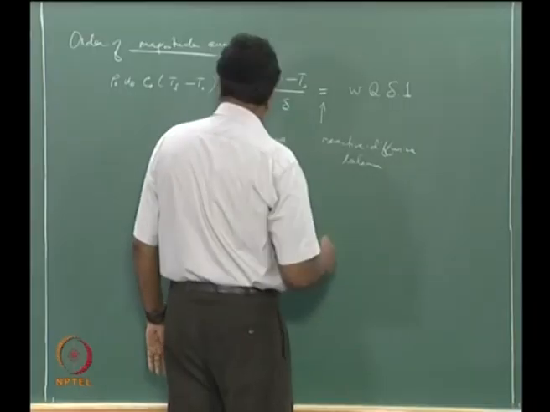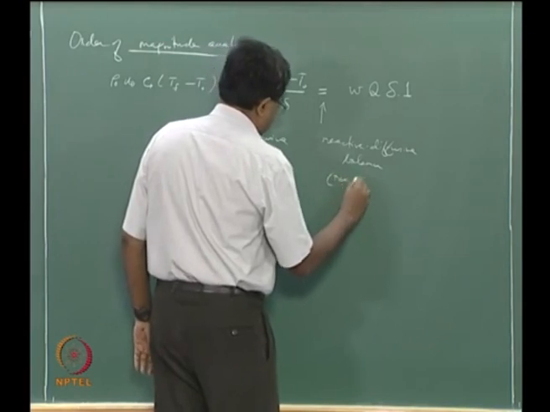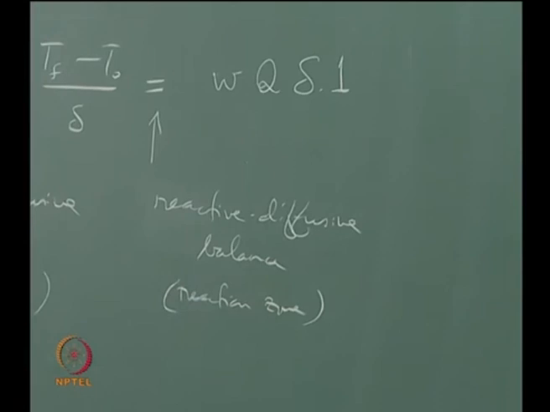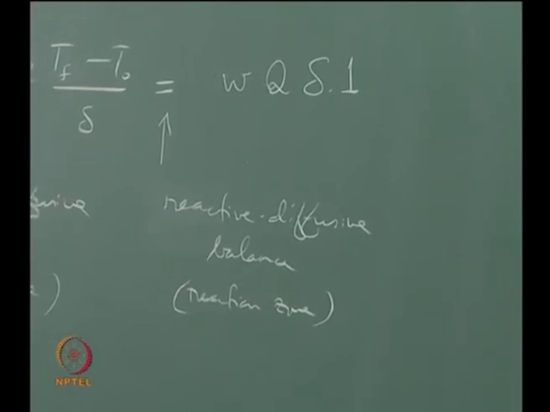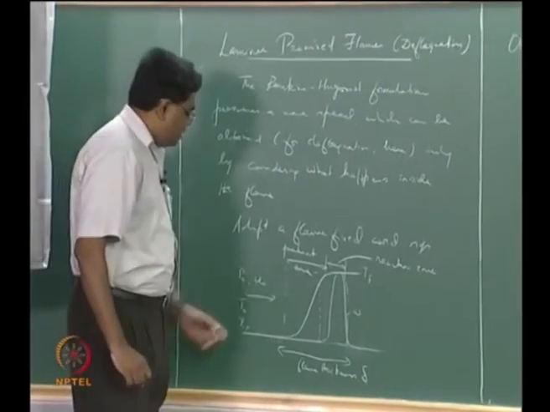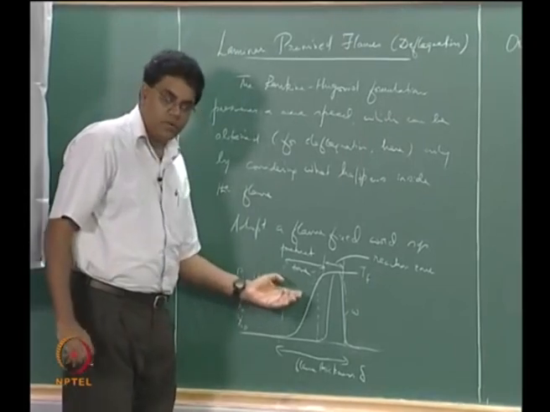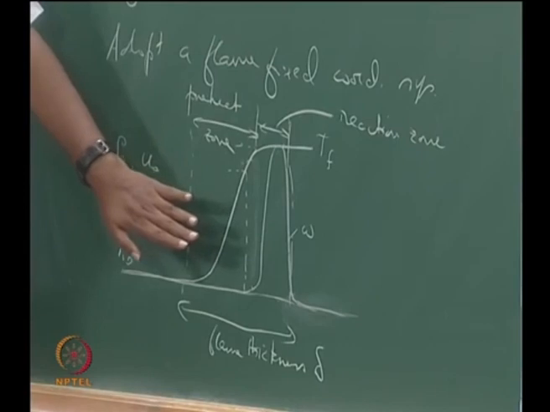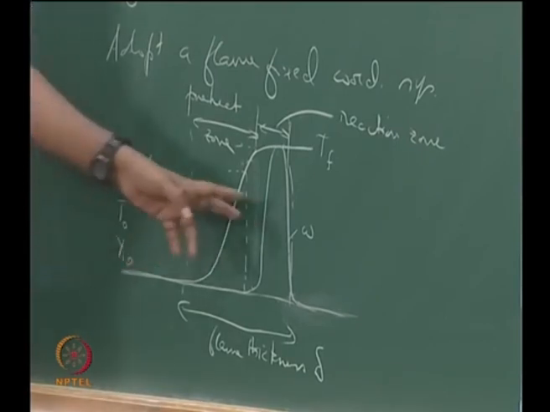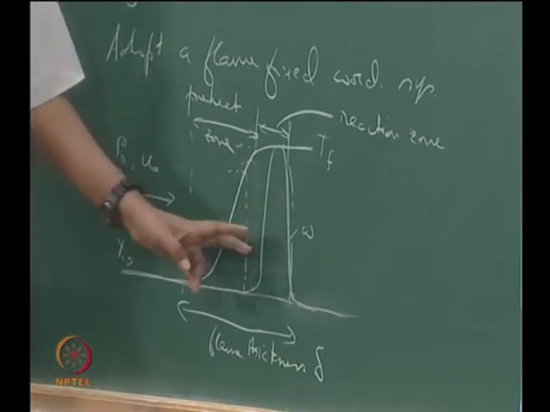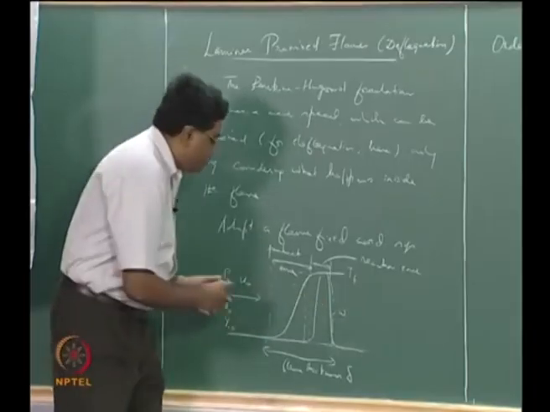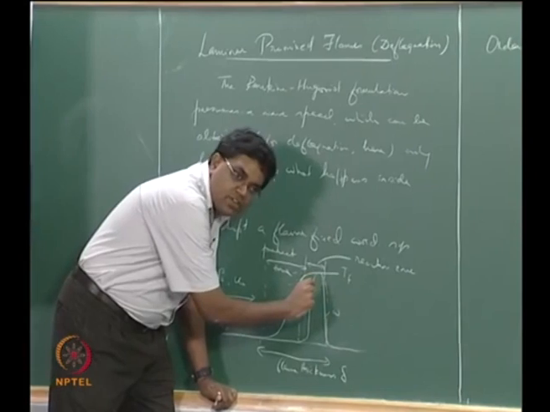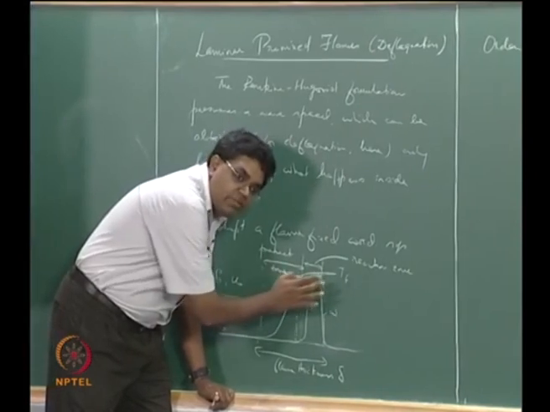Reactive diffusive balance. So this is the reaction zone, right. Many times the technical way of talking about a preheat zone is to say that this is a convective diffusive zone, and this is the reactive diffusive zone. Why didn't we have to worry about convection here? Because we are now not talking about any appreciable change in temperature in this. There is hardly any change in the enthalpy flux.